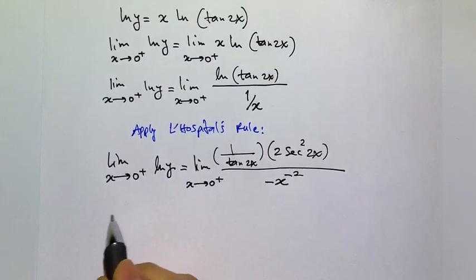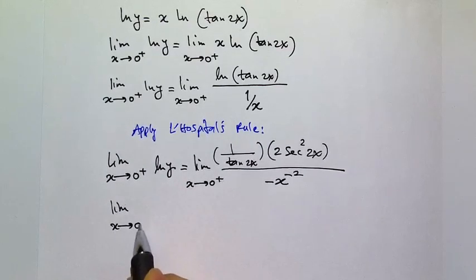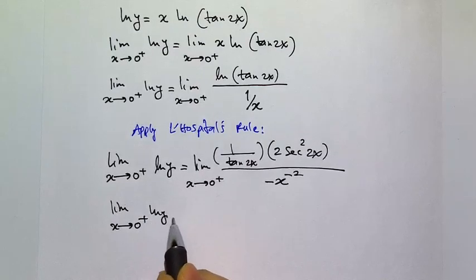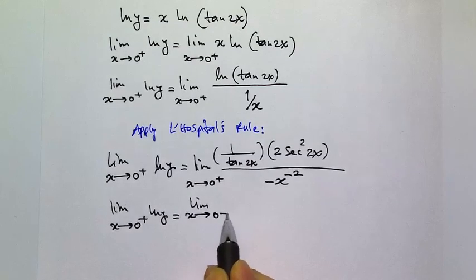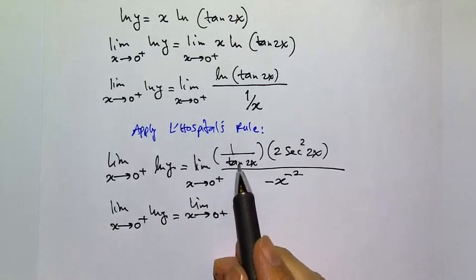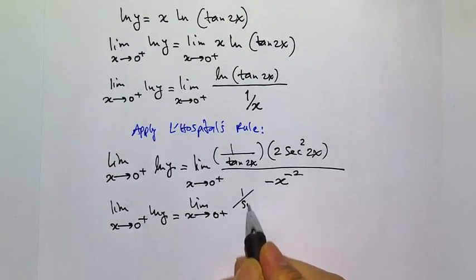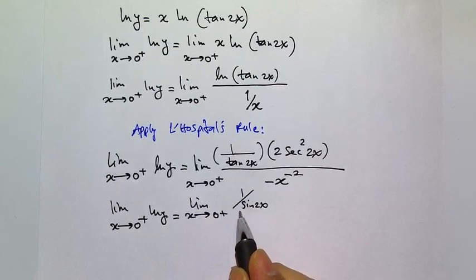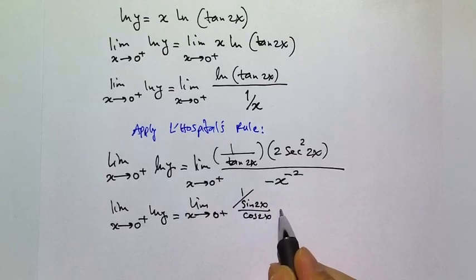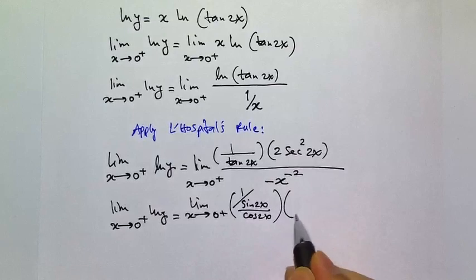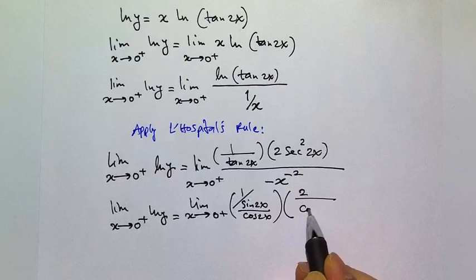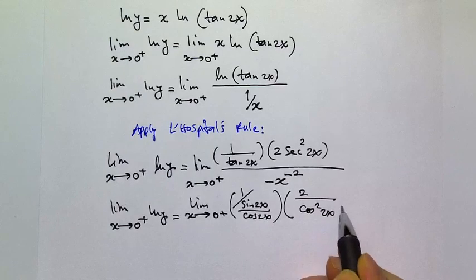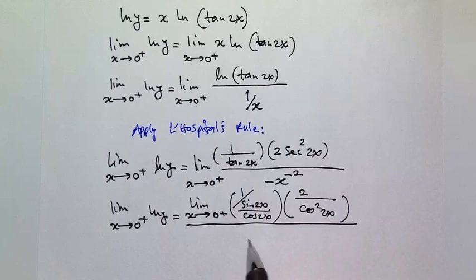And the limit as x goes to 0 from the right of natural log of y. I'm just speeding up a little bit because I think there's a class coming in. So if we rewrite tangent of 2x as sine of 2x over cosine of 2x, 1 over that, and then times, we write secant squared 2x as 2 over cosine squared 2x, all of that over minus 1 over x squared, right?